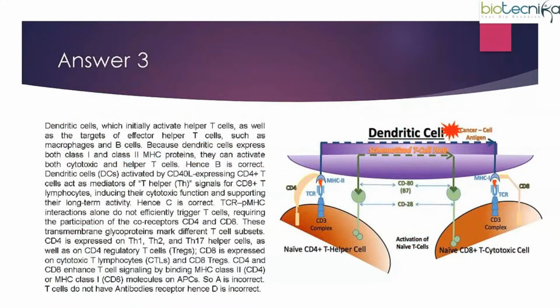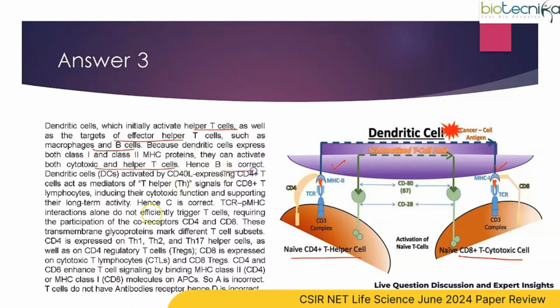Okay, so if you see these dendritic cells, they express both MHC class 1 and MHC class 2. Okay, so MHC class 1 will activate CD8 TC cells. MHC class 2 will activate CD4 T helper cells. Okay, so that is there. So dendritic cells which initially activate helper T cells as well as targets of effector helper T cells such as macrophages and B cells. Because dendritic cells express both MHC class 1 and class 2, they can activate both cytotoxic and helper T cells. So B is correct.